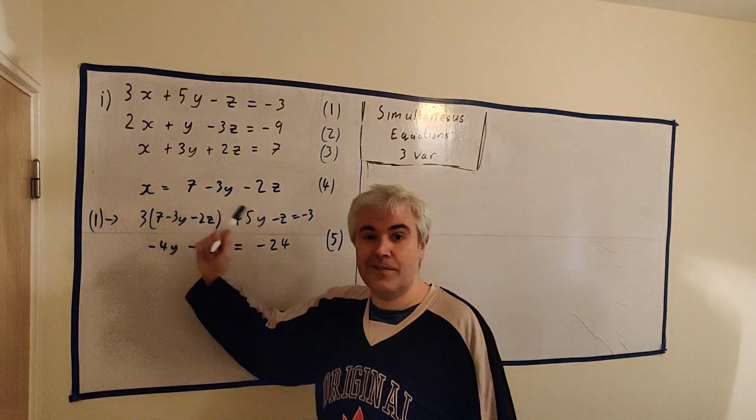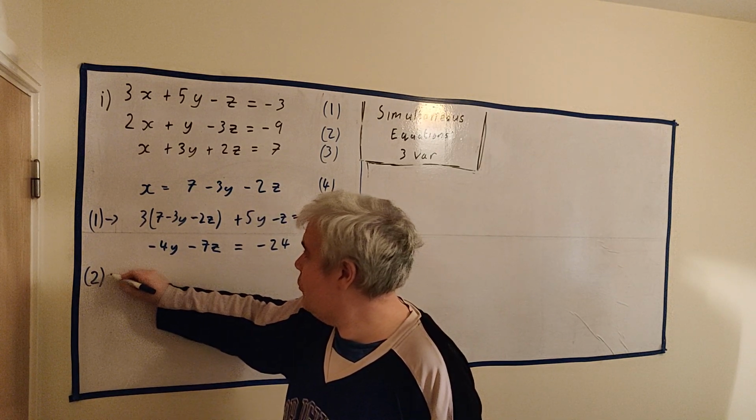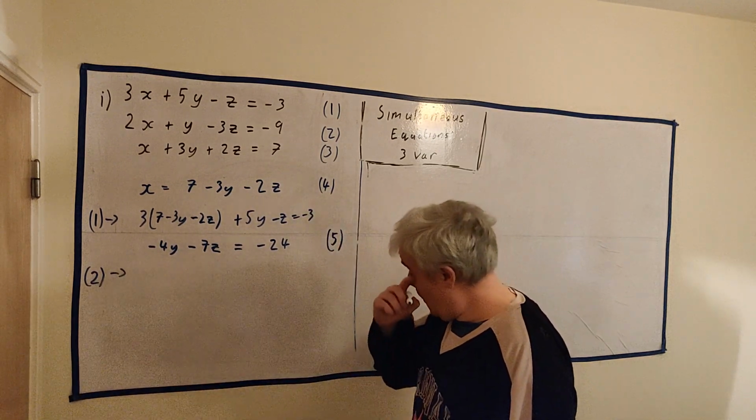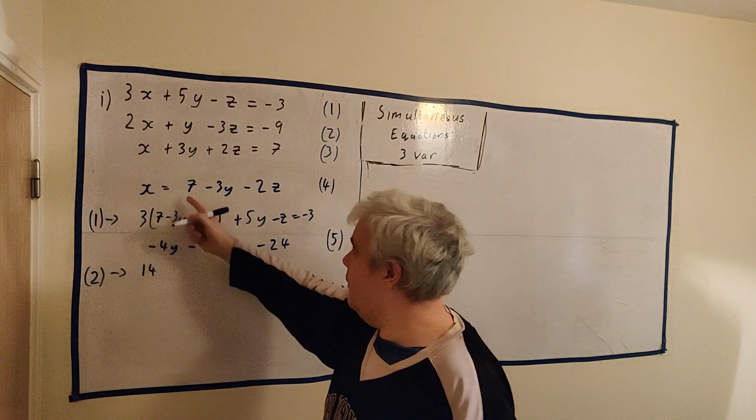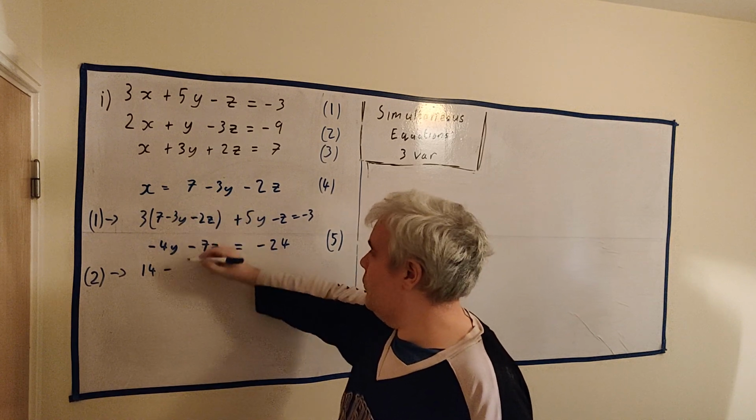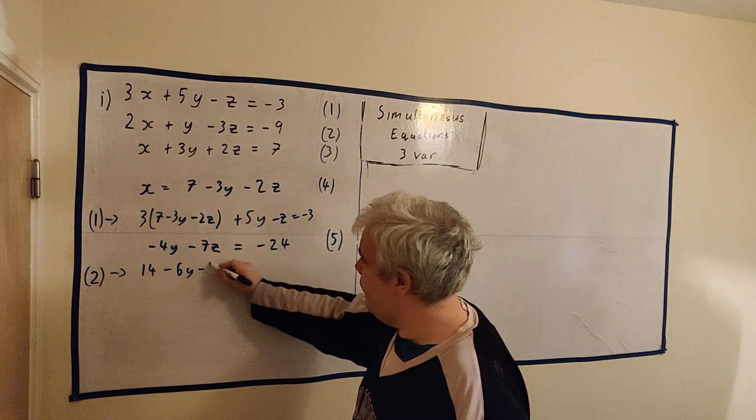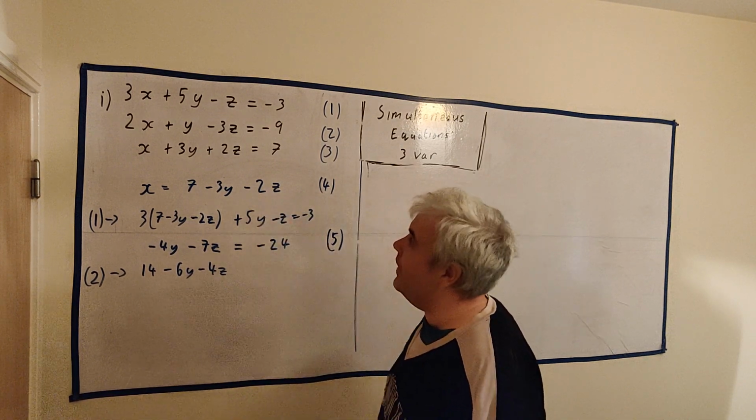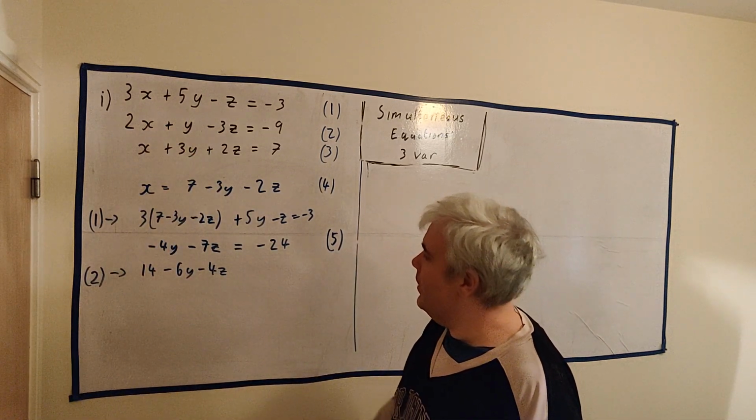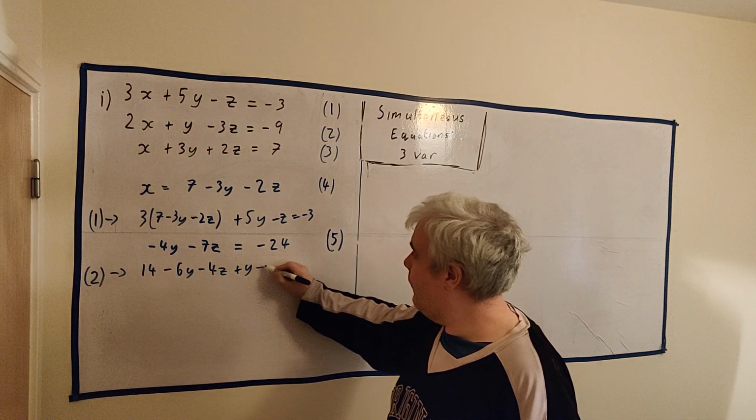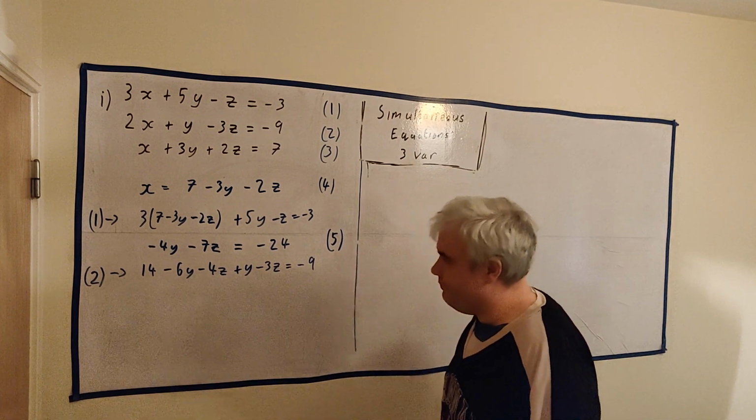We got all of this from 1. So let's see what we can get from number 2. Number 2 will tell me, let's go even faster this time, two x's. Let's do it all together here. Let's go 14, 2 sevens. Minus 6y, 2 times this. Minus 4z, 2 times that. But we're still writing number 2 out. Plus y minus 3z equals minus 9.